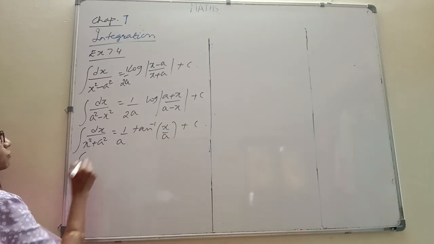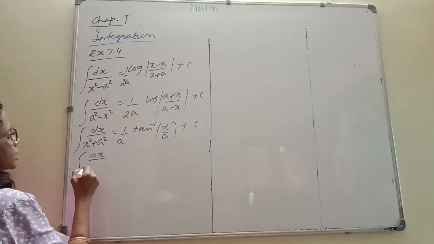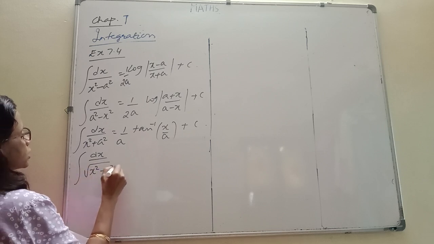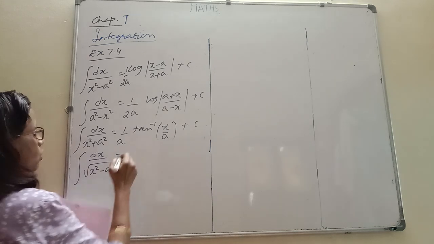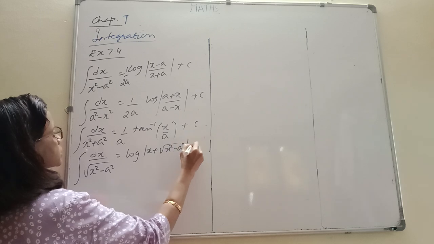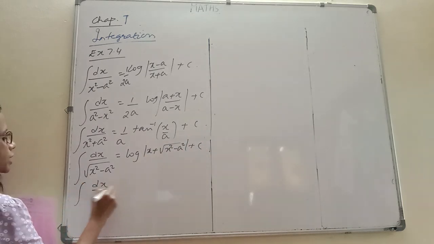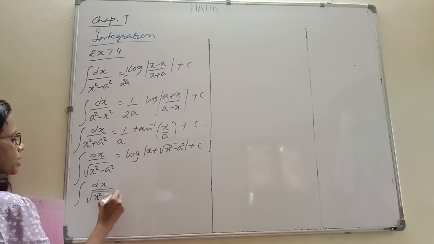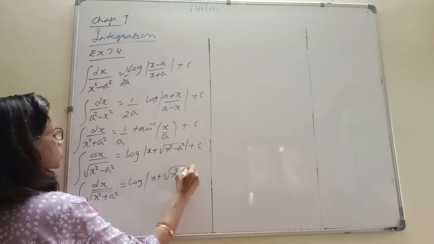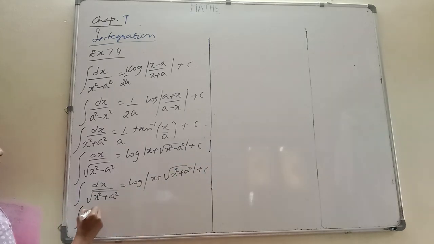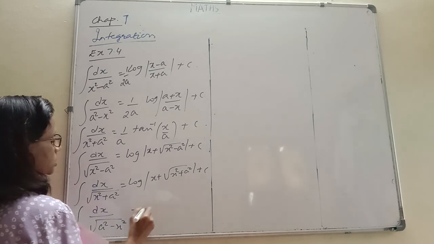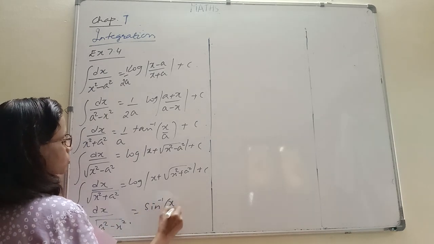So also we have the same formula with the root. So dx over root of x squared minus a squared is going to be log modulus x plus root of x squared minus a squared plus c. Similarly, you have integral of dx over root of x squared plus a squared, and that is going to be log modulus x plus root of x squared plus a squared plus c. So also you have integral of dx over root of a squared minus x squared, and that is going to be simply sine inverse of x over a plus c.